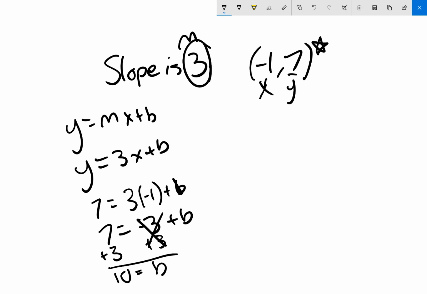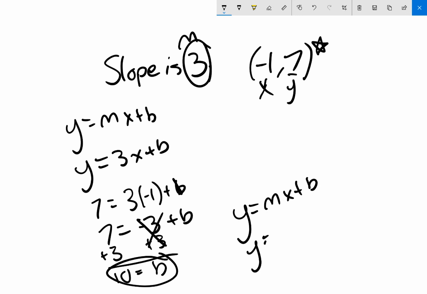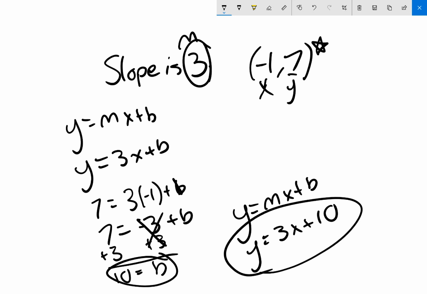So my final answer of my equation, I know m is 3 and I know b is 10. So when I write it in mx plus b form, I plug in 3 for m and I plug in 10 for b. And there would be my answer. All right, so try the other two on your own. Remember, you're given the slope and an x and y value. So plug in those 3 values and solve the equation, and then make sure you can write your final answer at the end.